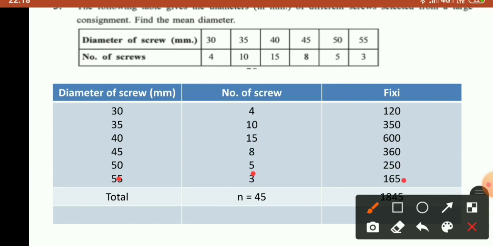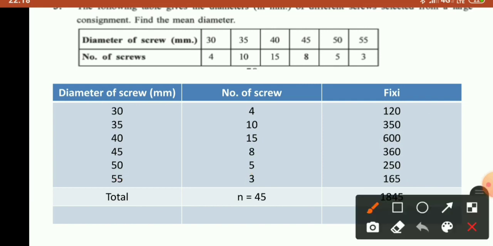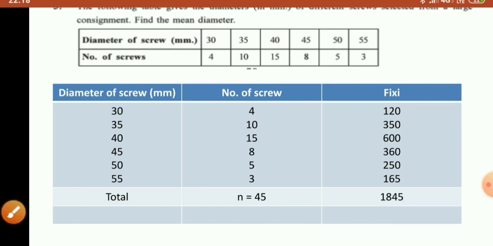Now I have done the total of fi xi. The total of 120 plus 350 plus 600 plus 360, 250, 165. The total is 1845. I have also done the total of number of screws 4, 10, 15, 8, 5 and 3. Here my total is 45. Now I will find the mean x bar.